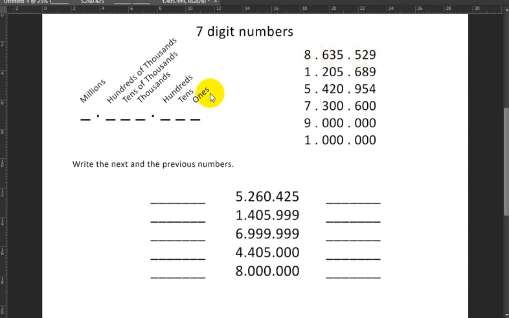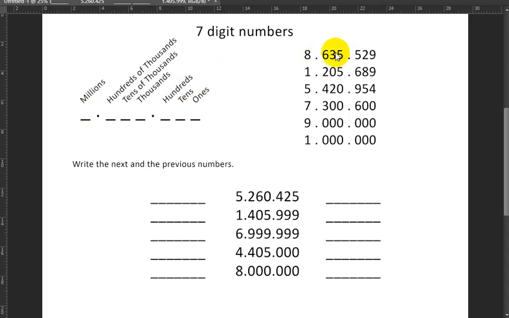As you can see here, we have numbers that have 1, 2, 3, 4, 5, 6, 7 digits. We know that on the far right are the ones, as they've always been. Then we have the tens, the hundreds, the thousands, tens of thousands, hundreds of thousands, and then millions. After 6 digits, so 1, 2, 3 is the thousands, we put in the dot for the thousands, and then another 1, 2, 3, and we put another dot, and that dot is for the millions.